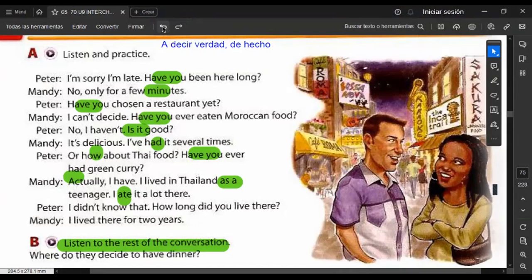So, and did you listen where at the end, finally, where do they decide to go? Or where do they decide to have dinner? Did you listen? Oh, no, no. Or do you want to listen again? Food? Sorry? Italian food? Italian food, right? They decide to have Italian food. Italian food. Very good. Excellent.